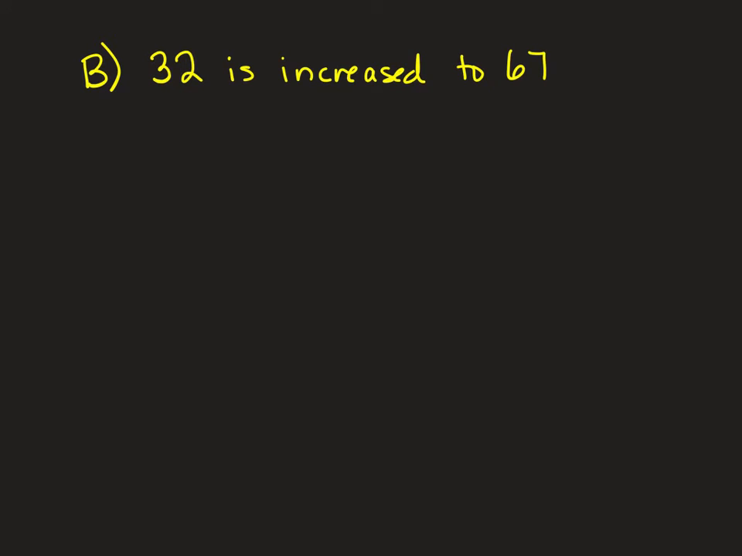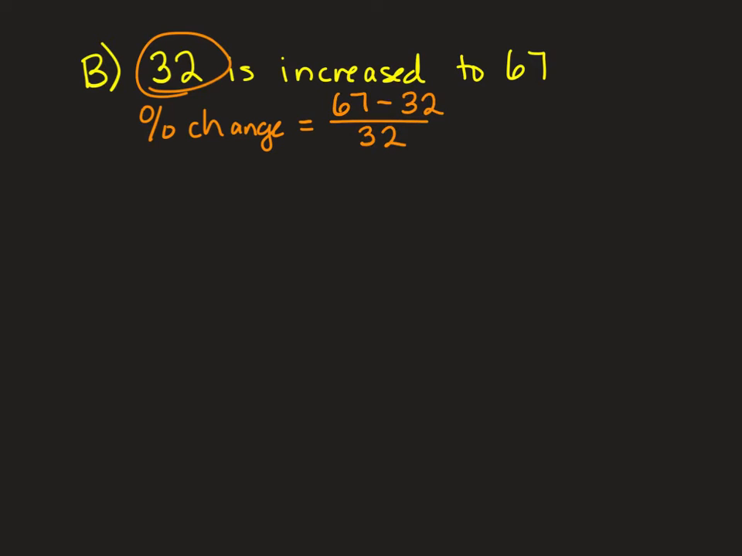B part, 32 is increased to 67. So we're going to find the percent change. We're first going to find out what the change was. It went from 32 to 67. So I'm just going to subtract the larger number minus the smaller number. And the original is 32. That's where it started. So 67 minus 32 is 35.